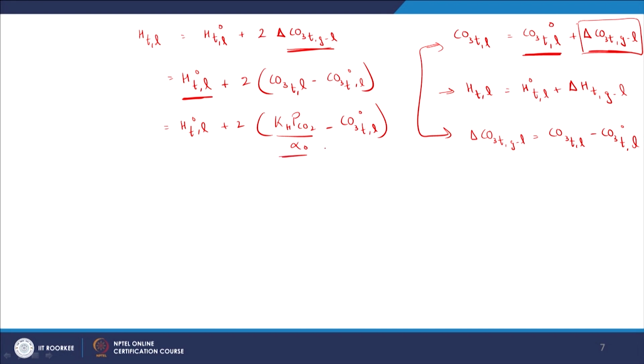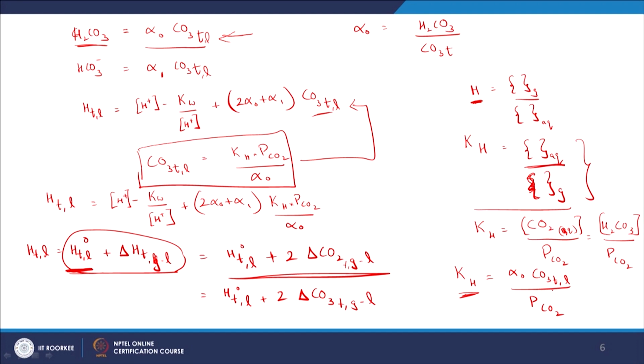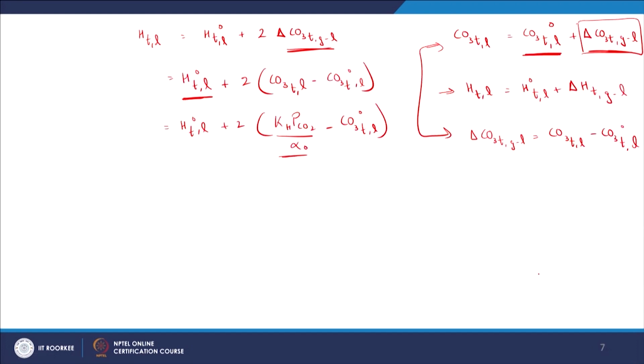Let me check this variable. When we have that, CO3 total is going to be equal to kH into PCO2 by alpha naught, and that's something we have. And so this, as we know, is now equal to concentration of H plus minus Kw by concentration of H plus, 2 times alpha naught plus alpha 1 into kH PCO2 at equilibrium by alpha naught, right.